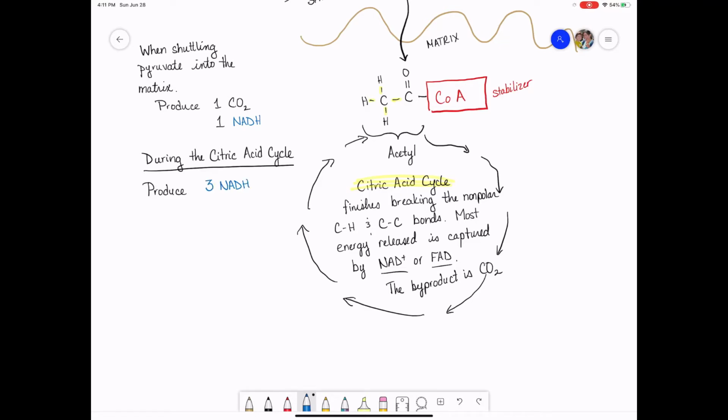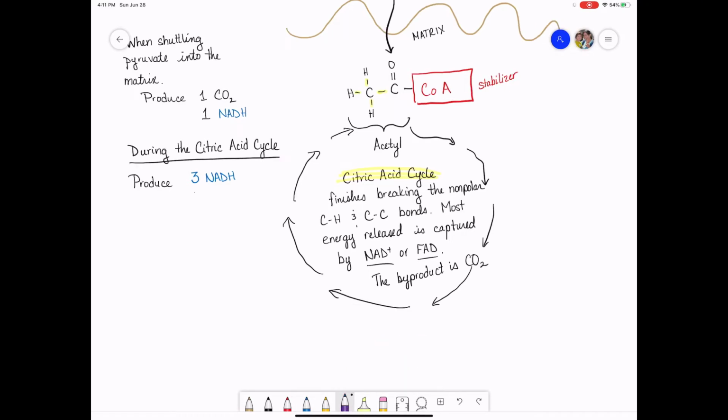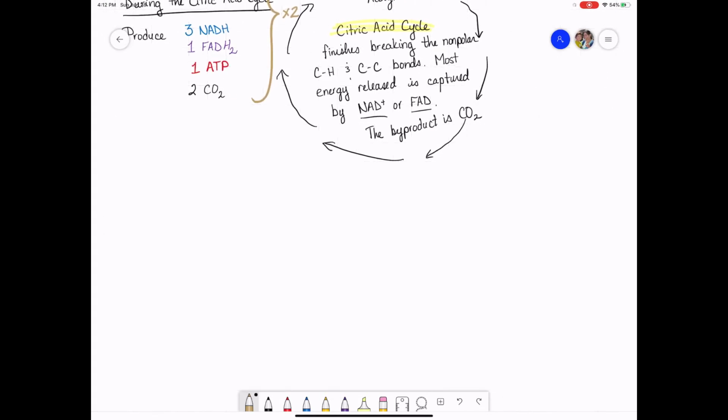We're going to get 3 NADHs, 1 FADH2, and 1 ATP straight up. And then finally, we had 2 carbons in our acetyl group, and those carbons are going to get converted into CO2 along the way. So we'll get 2 CO2s. And remember, those yields are all going to be doubled because there are actually 2 pyruvates that are going to be shuttled in per glucose.